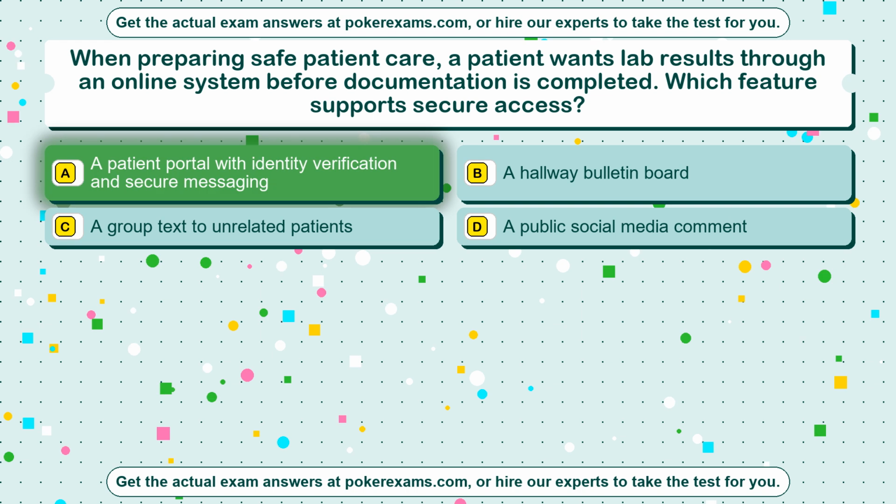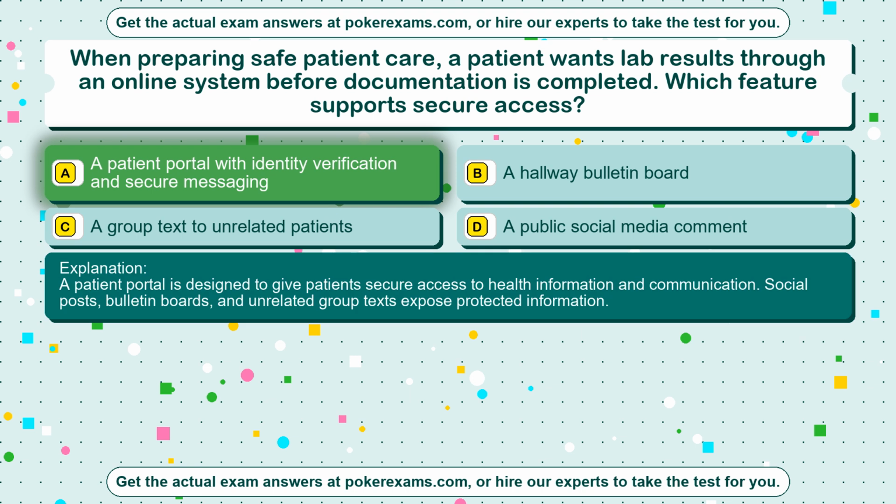The correct answer is option A, a patient portal with identity verification and secure messaging. A patient portal is designed to give patients secure access to health information and communication. Social posts, bulletin boards, and unrelated group texts expose protected information.